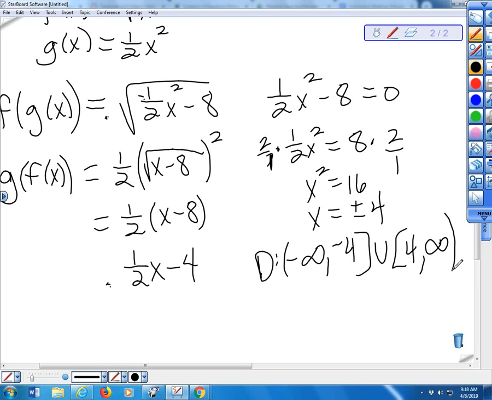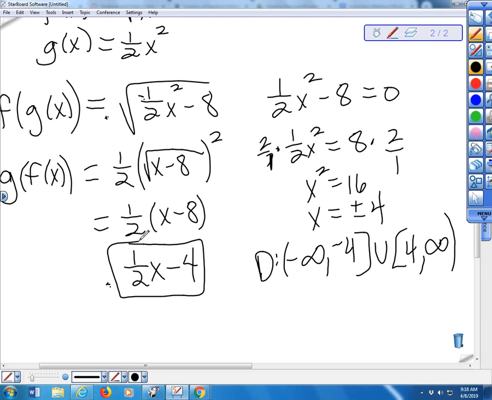You are including those endpoints, because it can be negative 4. The square root of 0 is still 0. It can't be between negative 4 and 4. Okay? What about the domain of g of f of x? This can be negative. It's just a line. All real numbers. A line has all real numbers as its domain.